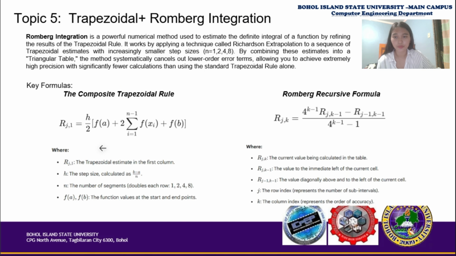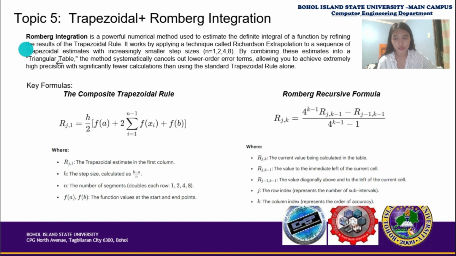The topic 5, the trapezoidal plus Romberg integration. What is Romberg integration? Romberg integration is a powerful numerical method used to estimate the definite integral of a function by refining the results of the trapezoidal rule. It works by applying a technique called Richardson extrapolation to a sequence of trapezoidal estimates with increasingly smaller step sizes. By combining these estimates into a triangular table, the method systematically cancels out lower order error terms, allowing you to achieve extremely high precision with significantly fewer calculations than using the standard trapezoidal rule alone.